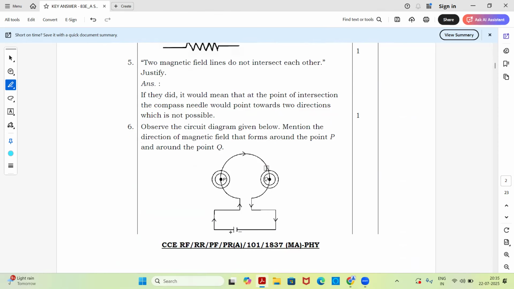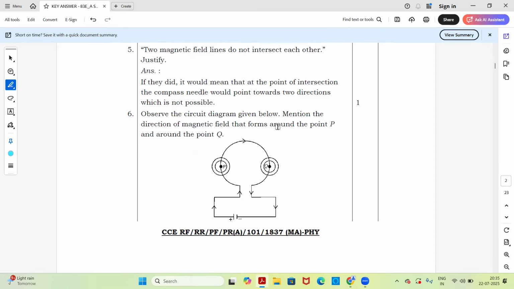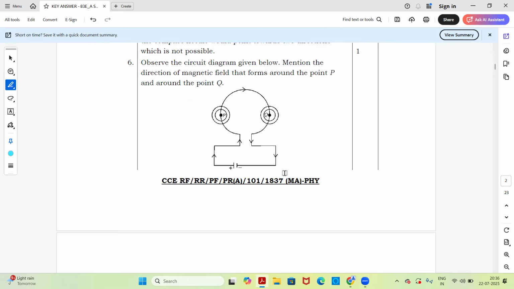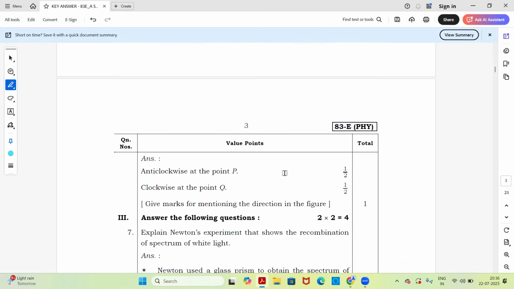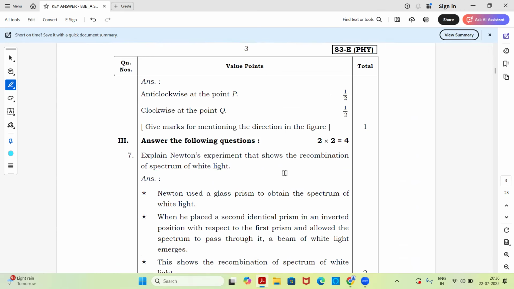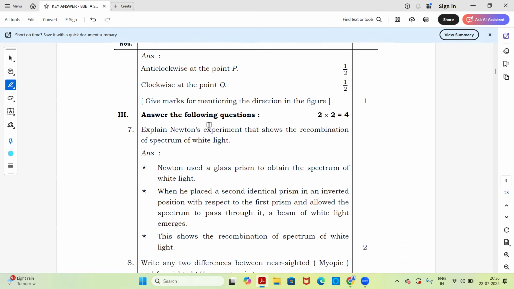Next question. Observe the circuit diagram given below. Mention the direction of the magnetic field that forms around the point P and around the point Q. So you have to mention the direction of the magnetic field that forms around the points P and Q. Okay, so you can mark it like this and look at the answer. You can pause the video and look for the answer. The marks are also segregated, showing how much is allotted for each point.